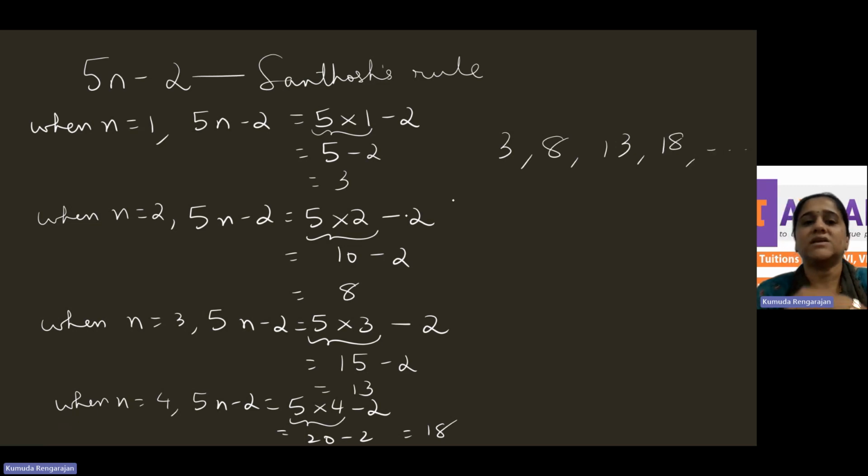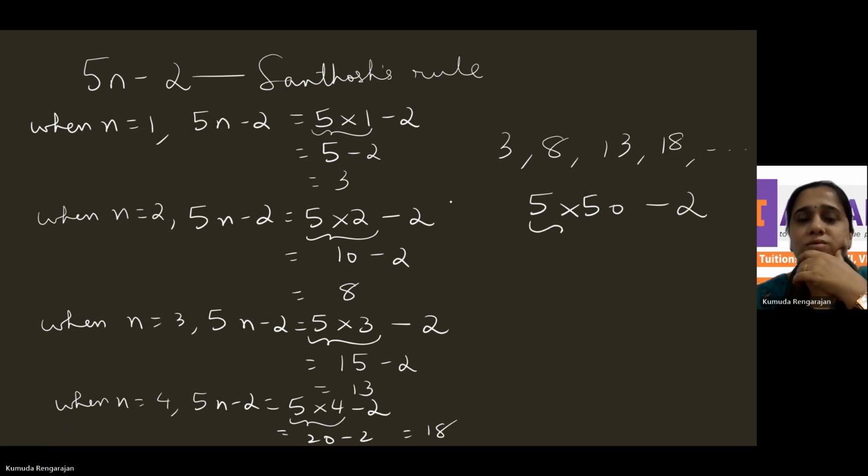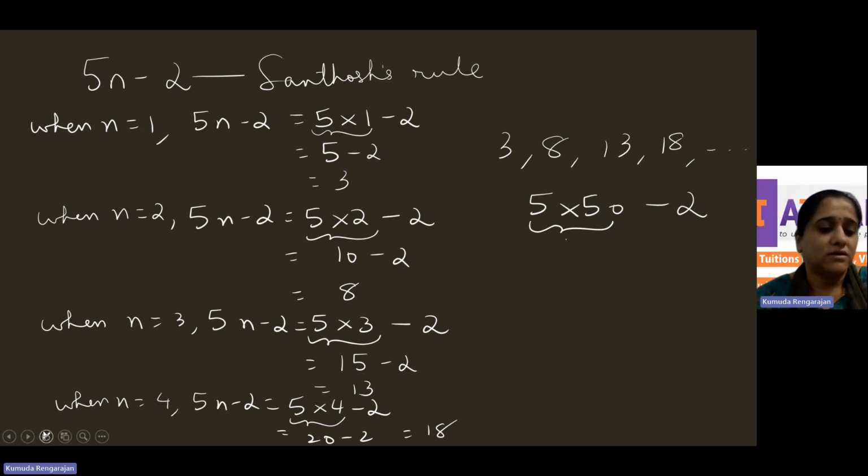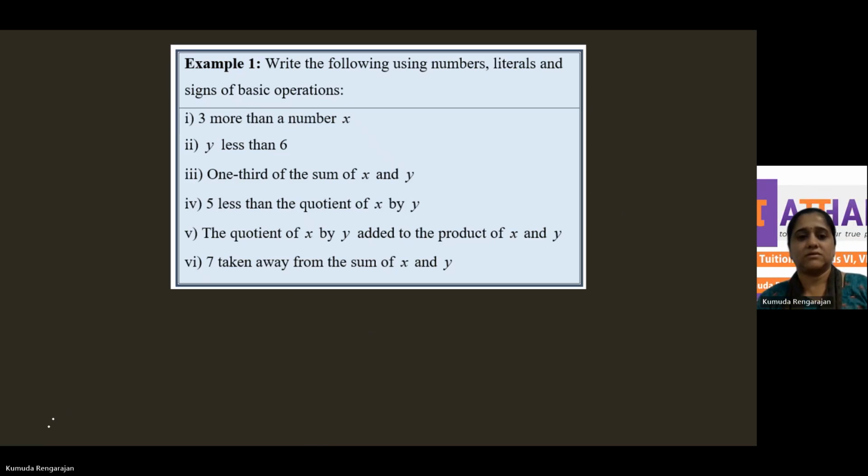Now supposing you want to find, Satakshi, the 50th term, then it will be 5 into 50 minus 2. Yeah, n becomes 50. So it will be 250 minus 2, which is 248. Yeah, now somebody else.